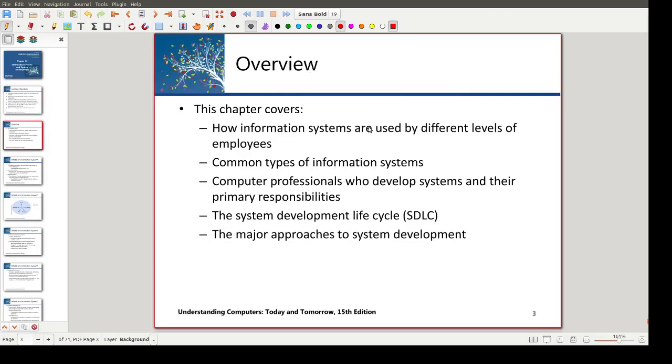The overview of the chapter. First, how information systems are used by different levels of employees, and what are the common types of information systems, who are the computer professionals who develop systems and their primary responsibilities, the system development life cycle, and the major approaches to system development.